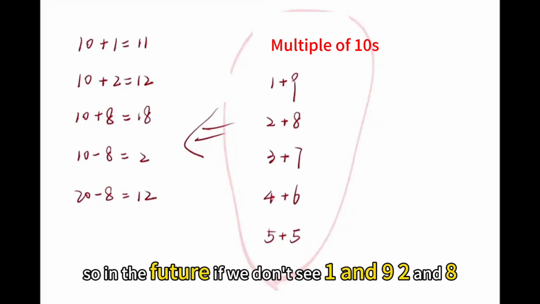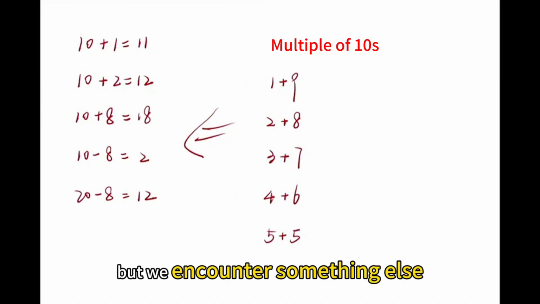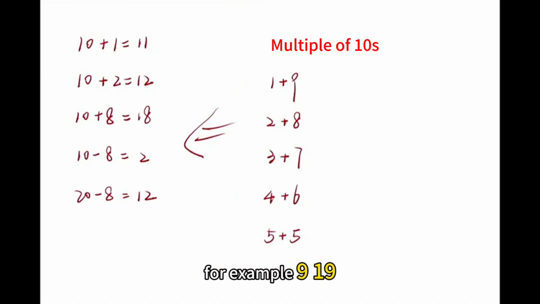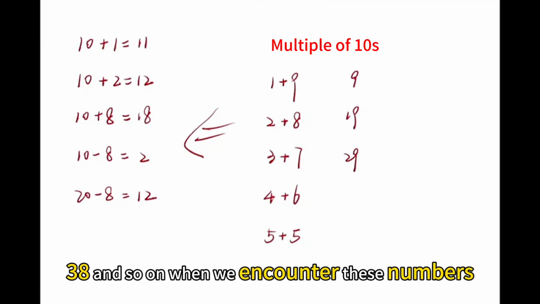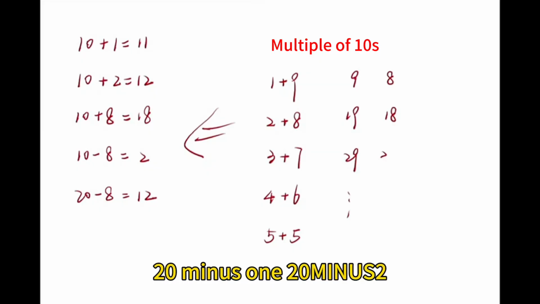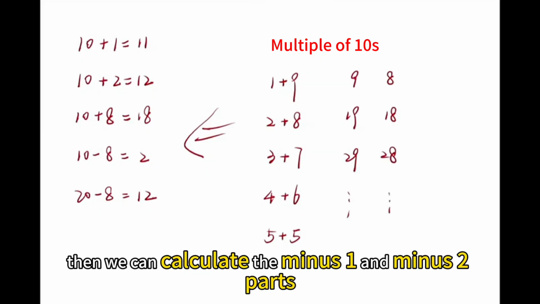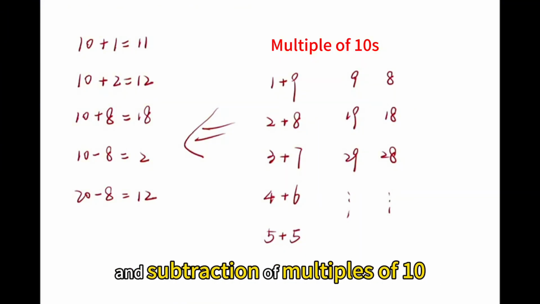So in the future, if we don't see 1 and 9, 2 and 8, 3 and 7, 4 and 6, 5 and 5, but we encounter something else. For example, 9, 19, 29, and so on. 39, 49, something like that, or 8, 18, 28, 38, and so on. When we encounter these numbers, we can also group them by turning them into 10 minus 1, 10 minus 2, 20 minus 1, 20 minus 2. Then we can calculate the minus 1 and minus 2 parts all together at the end. The rest of the problem again becomes addition and subtraction of multiples of 10.